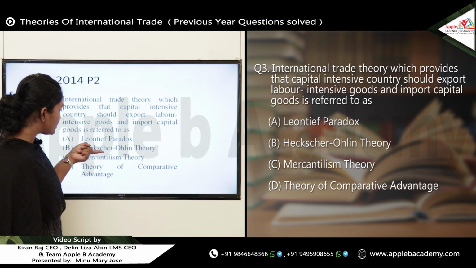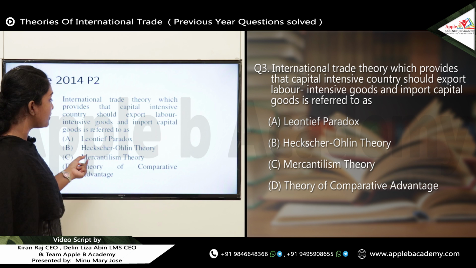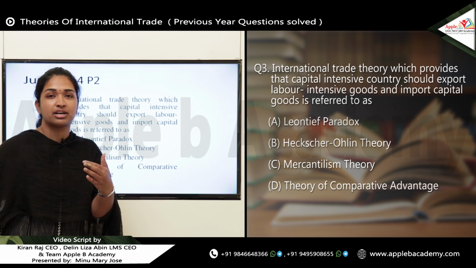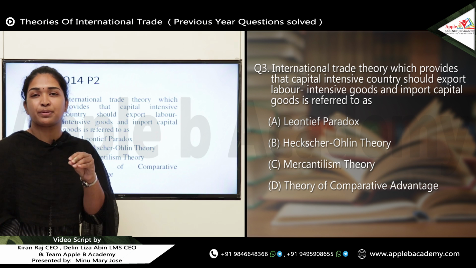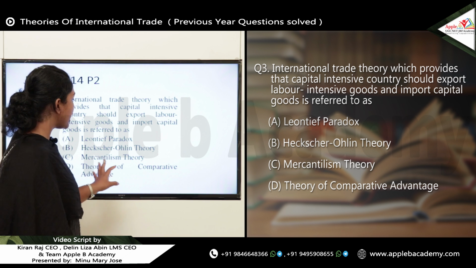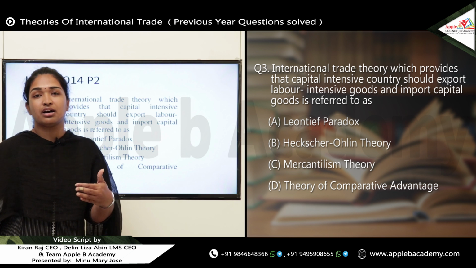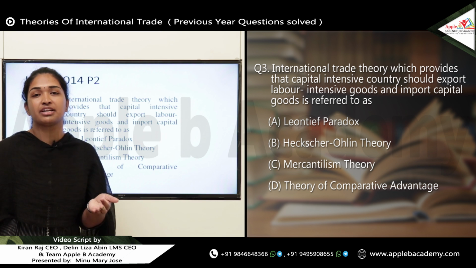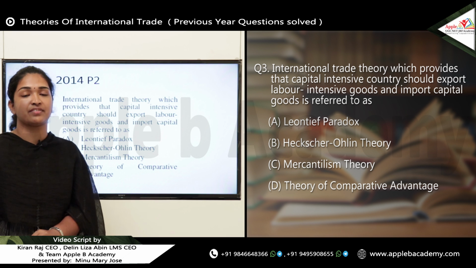Before checking option A, we have to check what the Heckscher-Ohlin theory is. We had summarized points about it. The Heckscher-Ohlin theory discussed how factor endowments should determine what a particular country should produce or specialize its production upon. According to the Heckscher-Ohlin theory, if a country is capital abundant, then the country should export capital intensive goods and import labor intensive goods. That is what the Heckscher-Ohlin theory gave us.